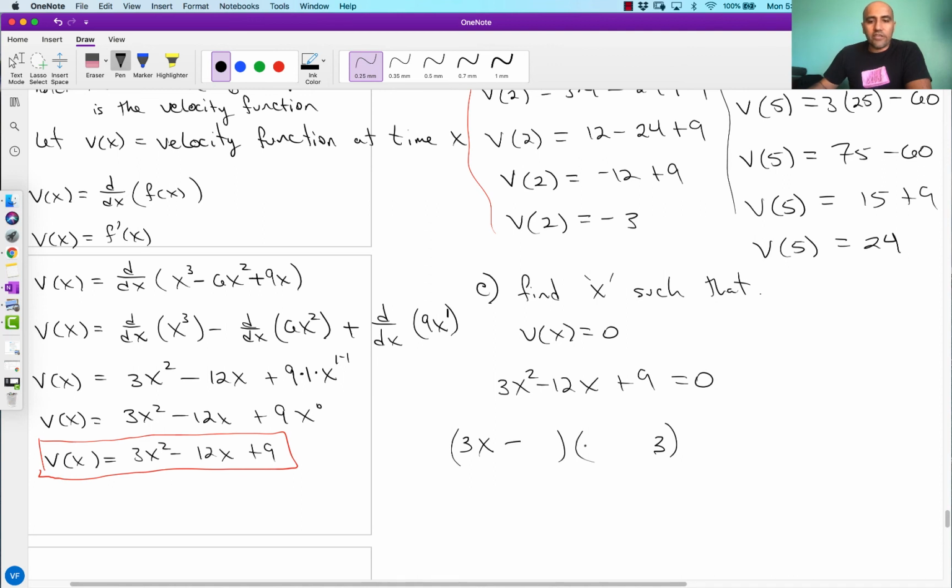I'm just going to use the guess and check method. Because the first term is 3x squared, I'm going to guess that it's going to be 3x on one of them and x on the other. And then because the last term is 9, I'm also going to guess that it is 3 here and 3 there. Let's see if that works, and play around with the plus and minus to see if that's going to get me my answer. So that gives me the 3x squared, and then I get a plus 9. Okay, so let's make them both minuses. Looks like that'll work.